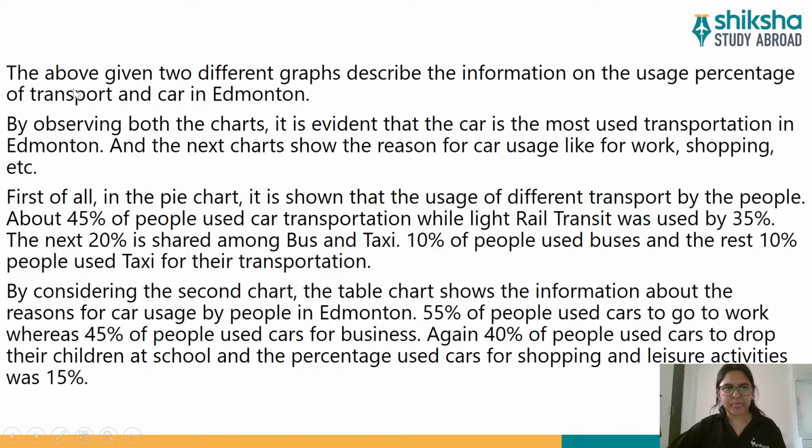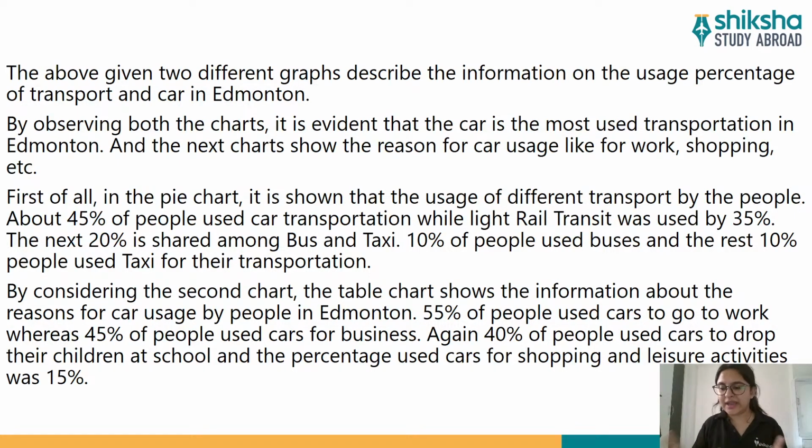Let's see the answer. The above given two different graphs describe the information on the usage percentage of transport and car in Edmonton. For the overview, they are giving as a highlighting feature: by observing both the charts, it is evident that the car is the most used transportation in Edmonton, and the next chart shows the reasons for car usage, like work, shopping, etc. So you can see here how beautifully and in simple language they have highlighted the overview, that is, the stages or the consumption of the table and pie chart, which they understood from their own knowledge.